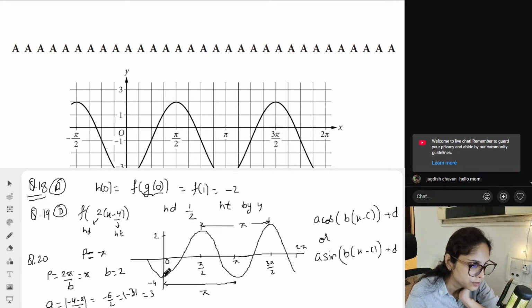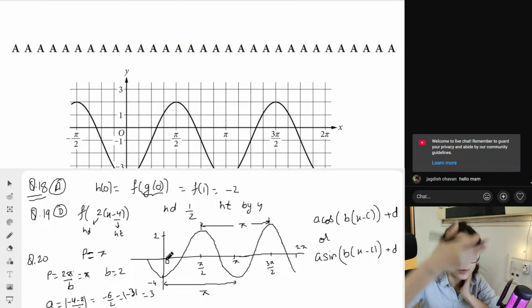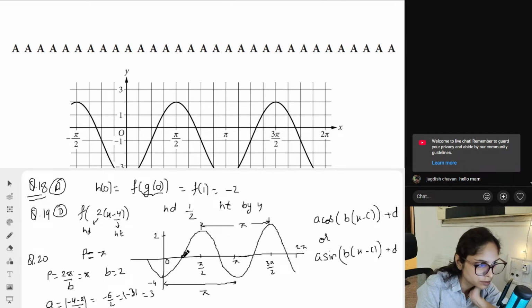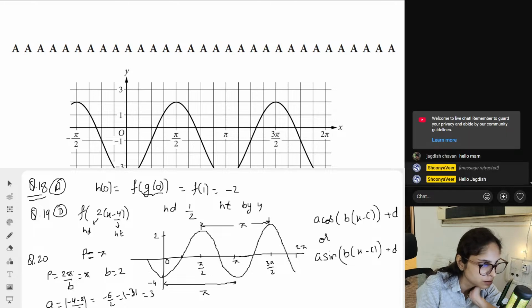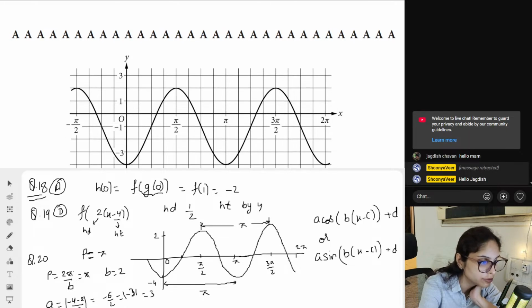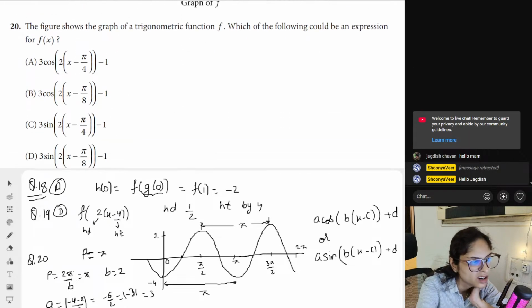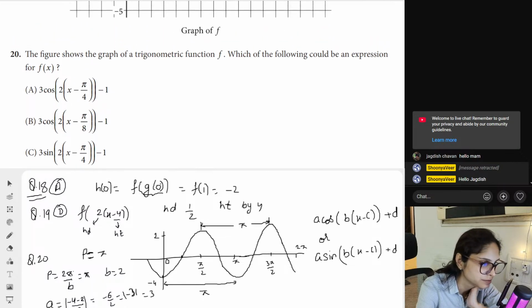So right now, it is inverted cosine. It is not like cosine or sine. So if I move it to the left, are they moving to the left or are they moving to the right? And all four of them, they are moving to the right.